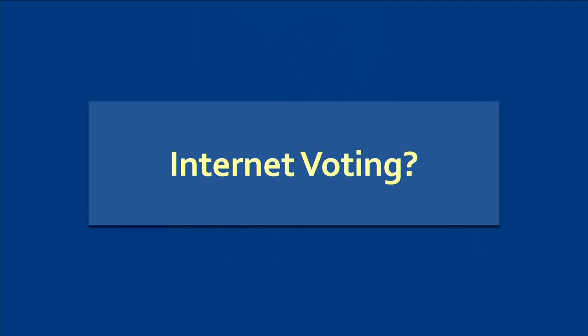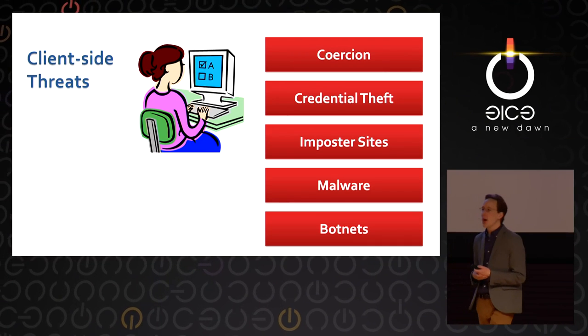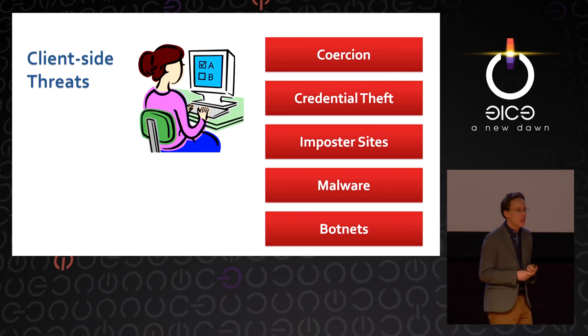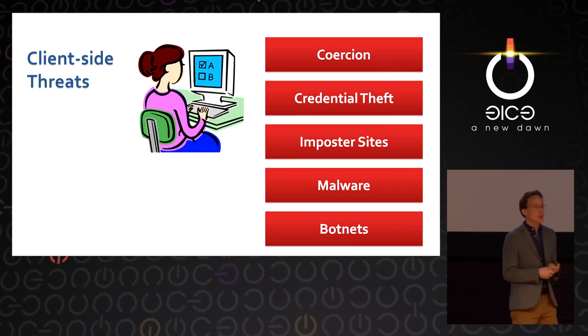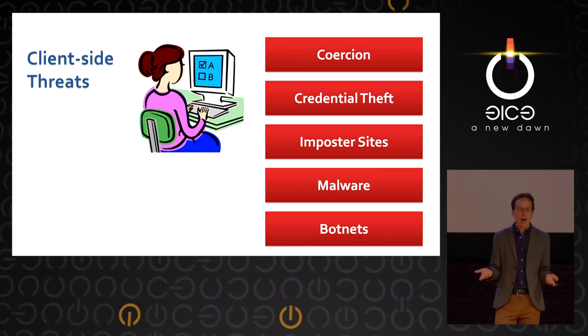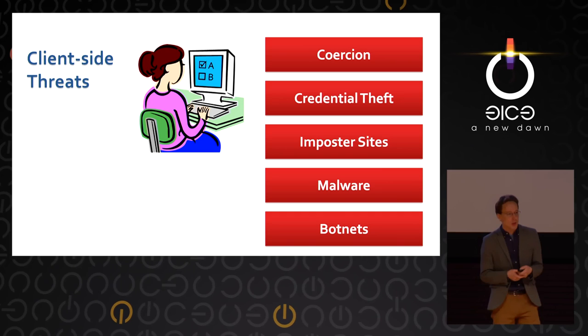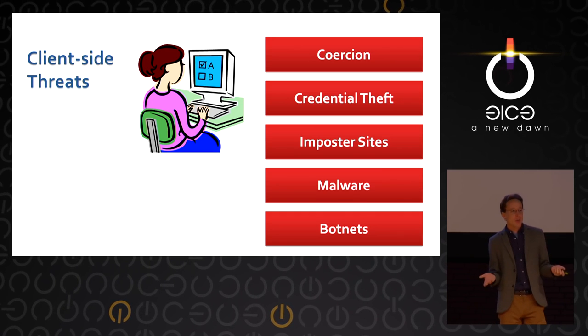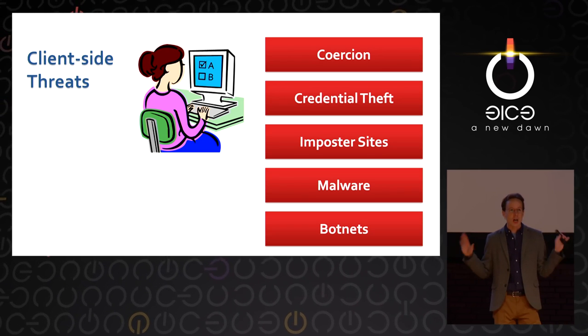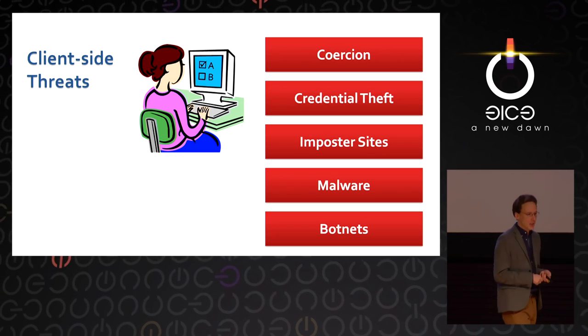But internet voting is even harder than voting on a standalone machine in a polling place, right? Because with internet voting, the voter is using their own machine outside a protected environment, where they might be vulnerable to being coerced, to having their usernames and passwords stolen, to imposter sites claiming to be the real voting system, to malware on their machines, even to botnets that have already infected large numbers of machines, compromising the outcome of the election.